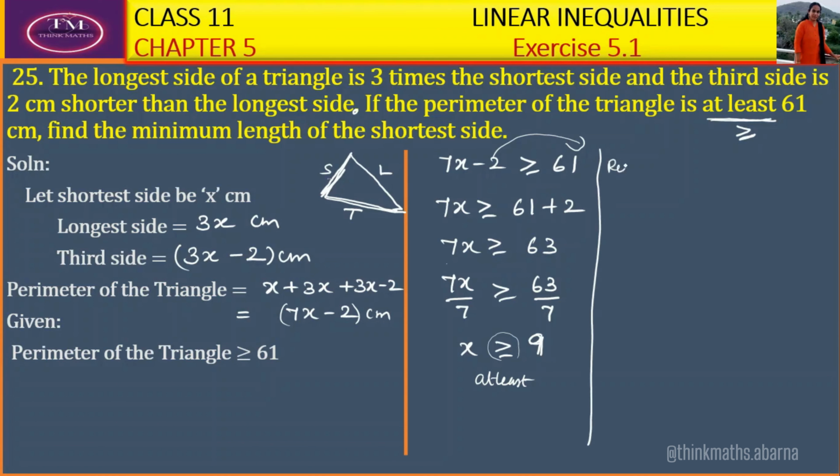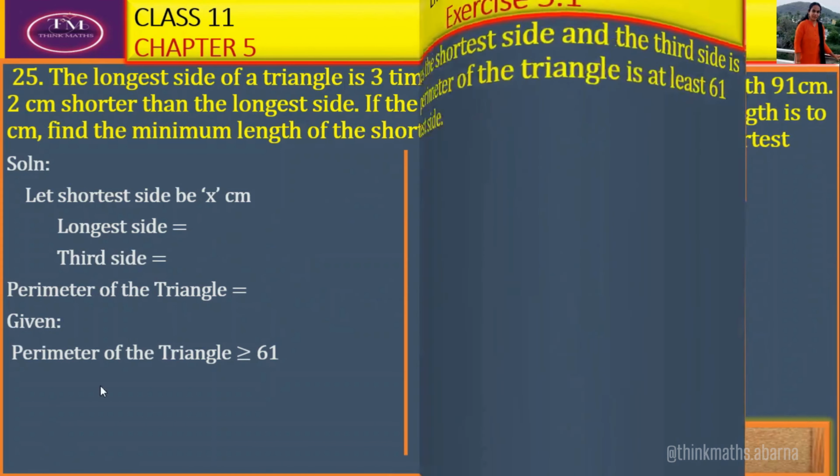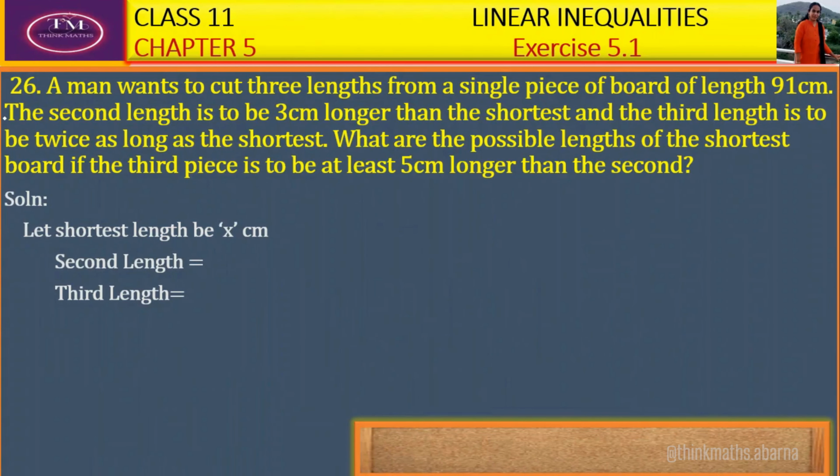So the result is minimum length of the shortest side equal to 9 centimeter. Clear children? So moving on to the last problem of this exercise, 26th one.